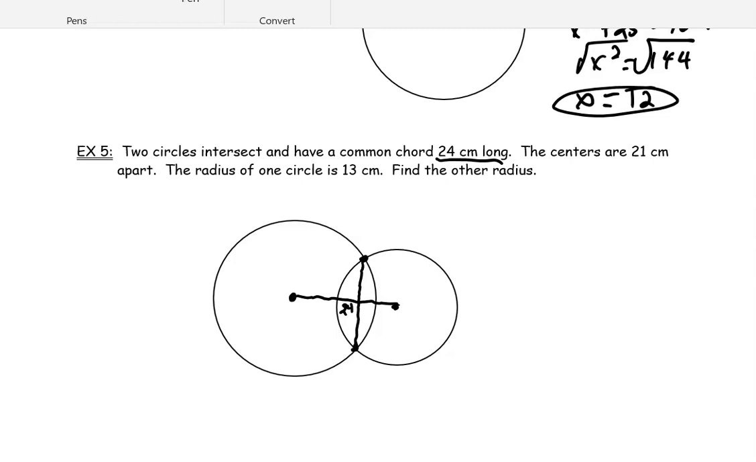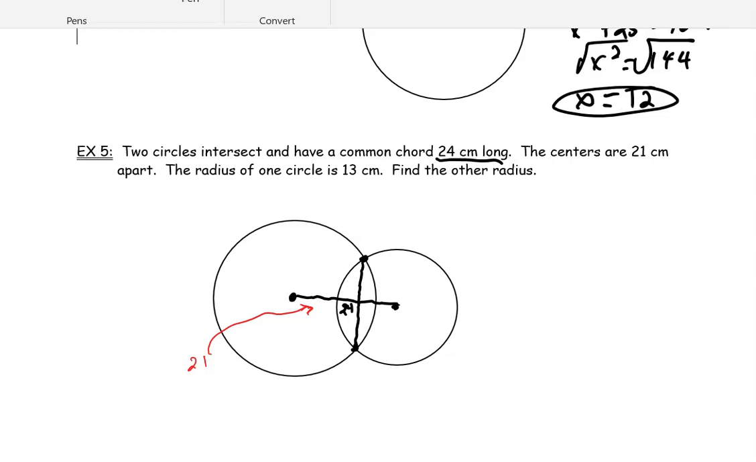We know that this is 21. So right now, I'm going to draw it in over here so it doesn't get too messy. We know that length is 21 centimeters. Then it says the radius of one of the circles is 13 centimeters. And then we want to find the other radius.